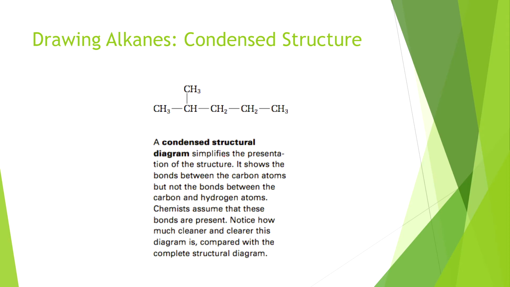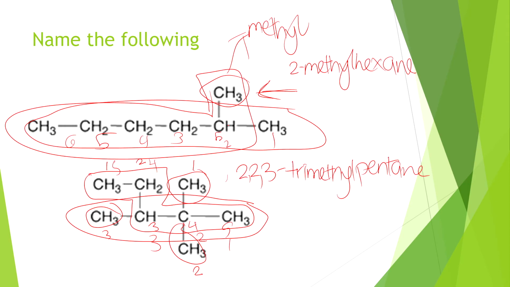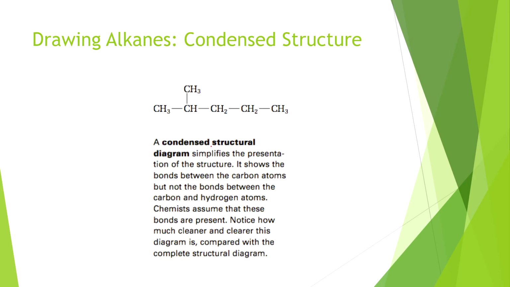And then we have the condensed structure. If we see here, this is written with the condensed structure, and this simplifies the presentation of the structure. As we can see here, instead of showing this CH2 as something like this, as shown in the complete structure, it is instead shown combined together as just the CH2. And chemists usually prefer cleaner structures. And although this one's quite nice, there's an even cleaner one.